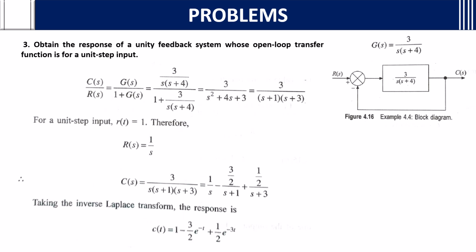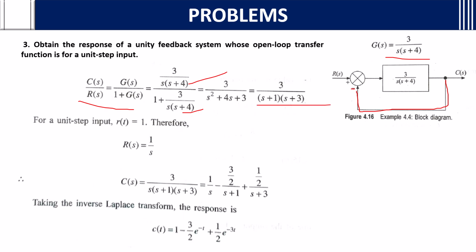Obtain the response of a unit feedback system whose open loop transfer function is given, for a unit step input. Okay. So if you see here, G(s) is given as 3 by s into (s plus 4), and it is a unity feedback system whose open loop transfer function is also given. And if you see, H(s) is 1. So C(s) by R(s) will be G(s) by 1 plus G(s) H(s). Because it is negative feedback you take plus 1, and H(s) is 1, so no need to consider it. So if you substitute this G(s), you will get this.